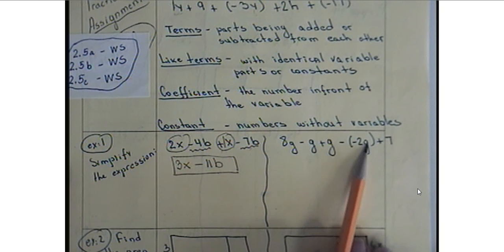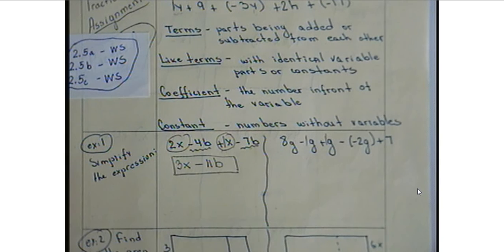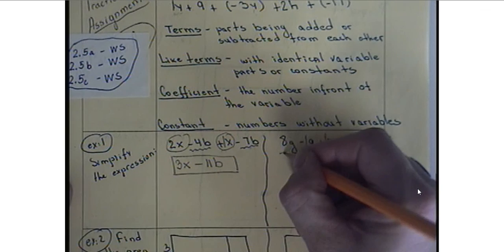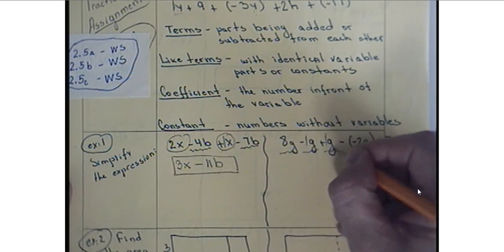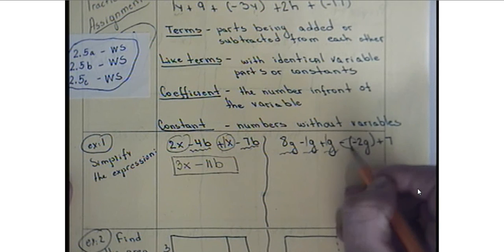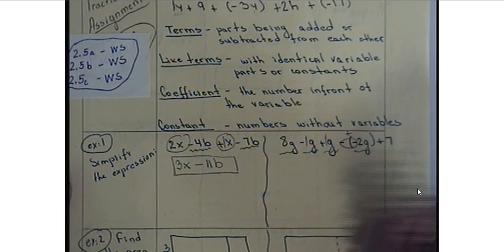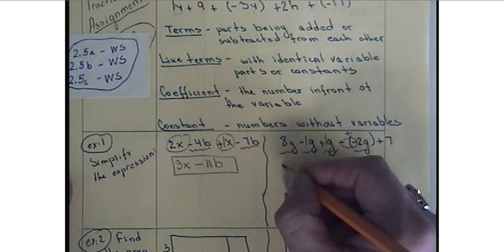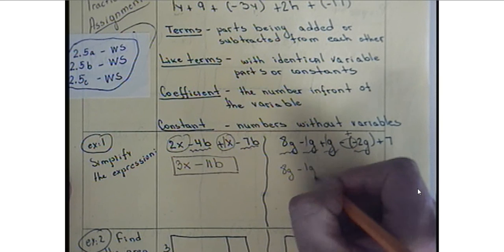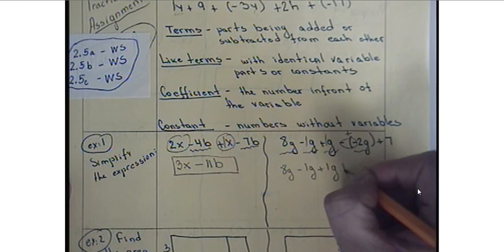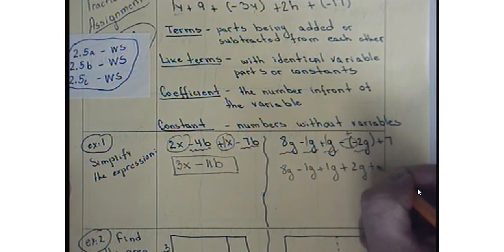8g minus g plus g minus negative 2g plus 7. First thing, I'm going to put number 1 in front of those variables because I need to remember that 1 stays there. Let's see what we can combine. So we have 8g minus 1g plus 1g. There are 2 negatives here that need to change to plus, and plus 7. Let's rewrite this: 8g minus 1g plus 1g plus 2g plus 7.